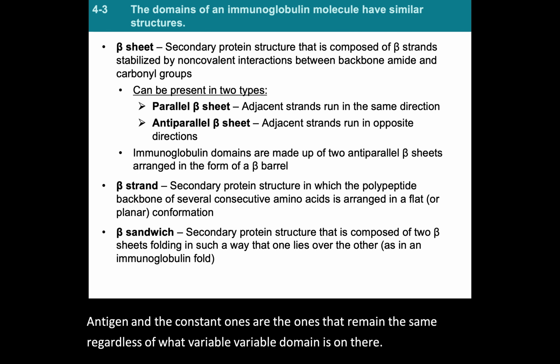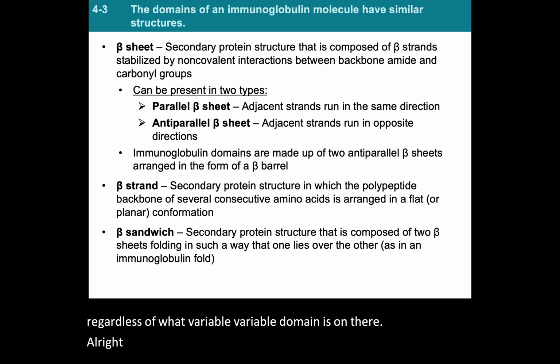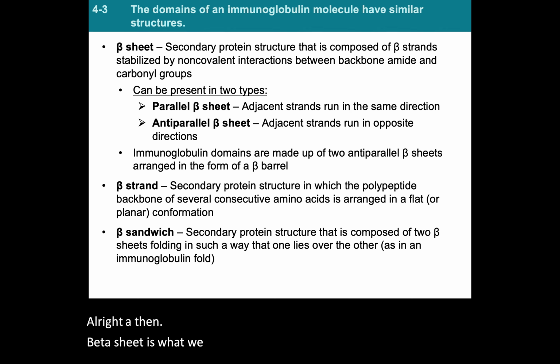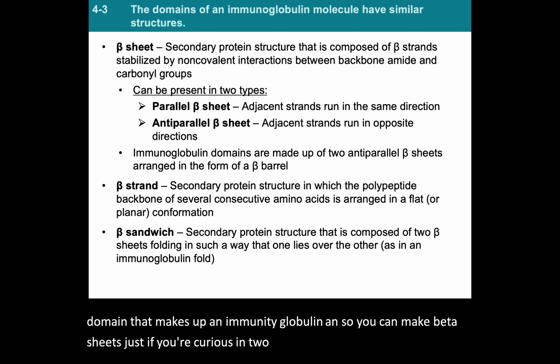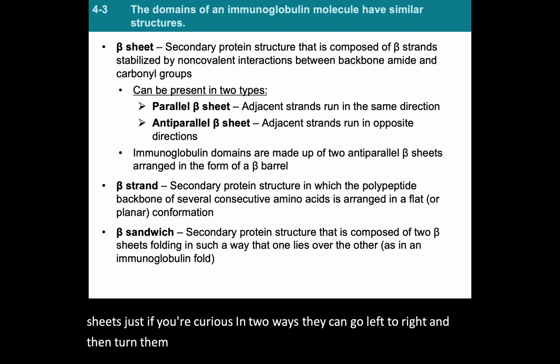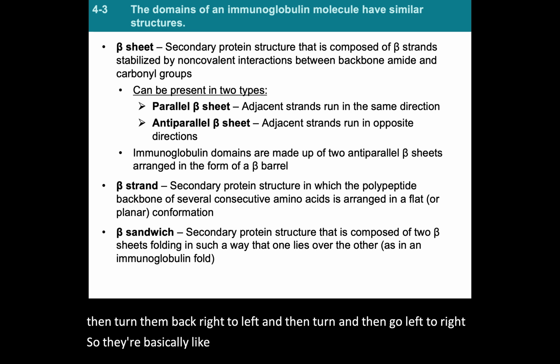All right, a beta sheet is what we were just talking about. It's the type of structure that makes up an immunoglobulin-like fold. Just if you're curious, you can make beta sheets in 2 ways. Strands can go left to right, then turn and go back right to left, then turn and go left to right again. So they're basically zigzagging, with the flat parts in the middle lined up with each other and hydrogen bonded.